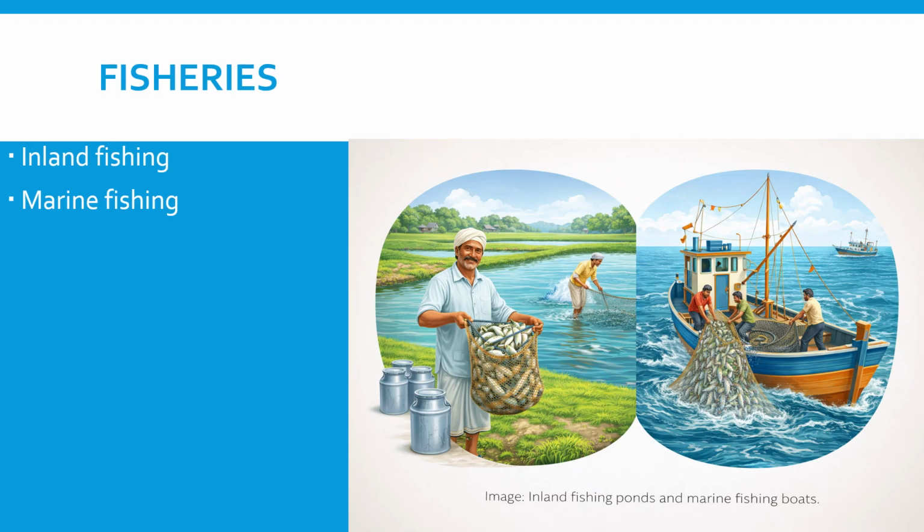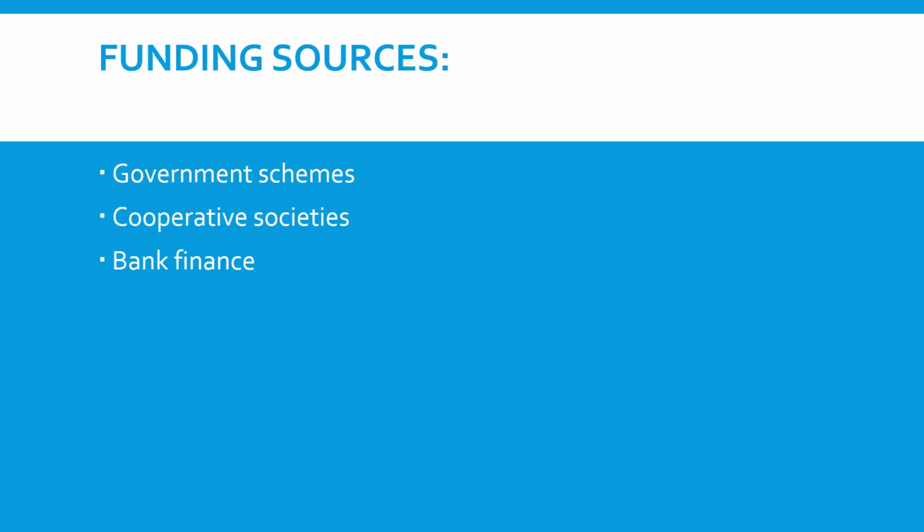Next one is the fisheries. Fisheries include inland and marine fishing. Funds come from the government schemes, cooperative societies, and bank finance. This sector supports coastal and rural employment.